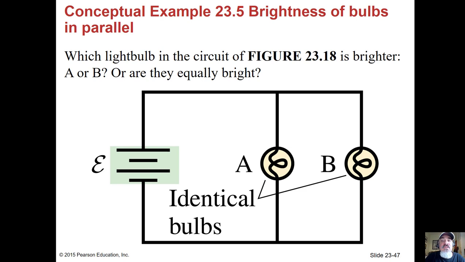So which light bulb is brighter here? Are they equally bright? So these are actually equally bright. It's the same amount of current going through each of them. These are identical bulbs, so again, the current comes this way, splits off. My picture really emphasizes this fact, but it's the same current going through each of them, so they're going to have the same brightness.